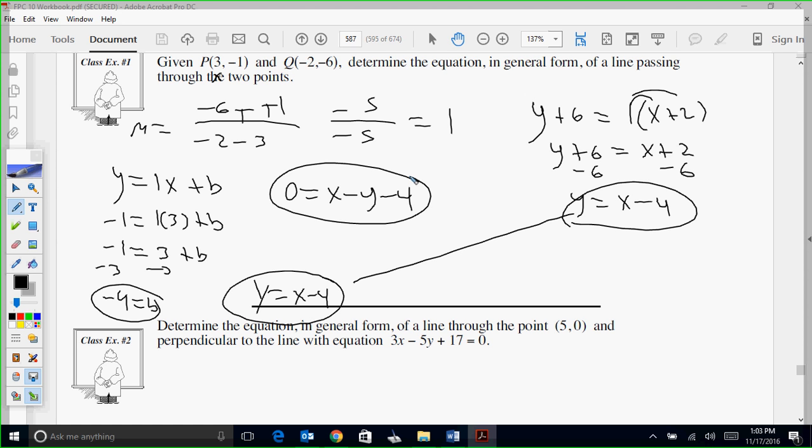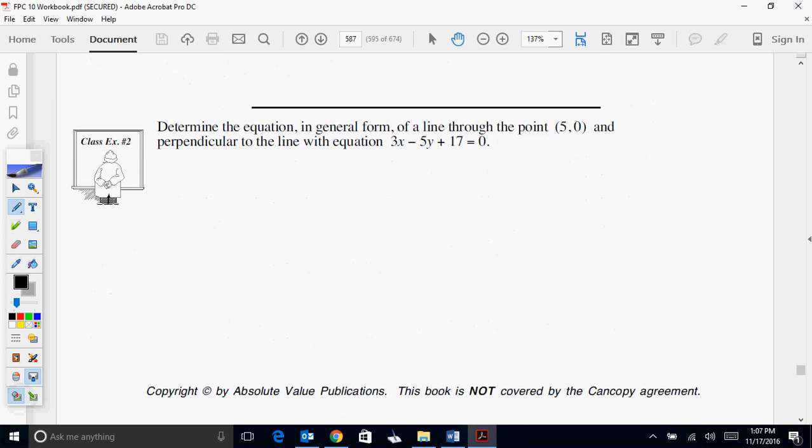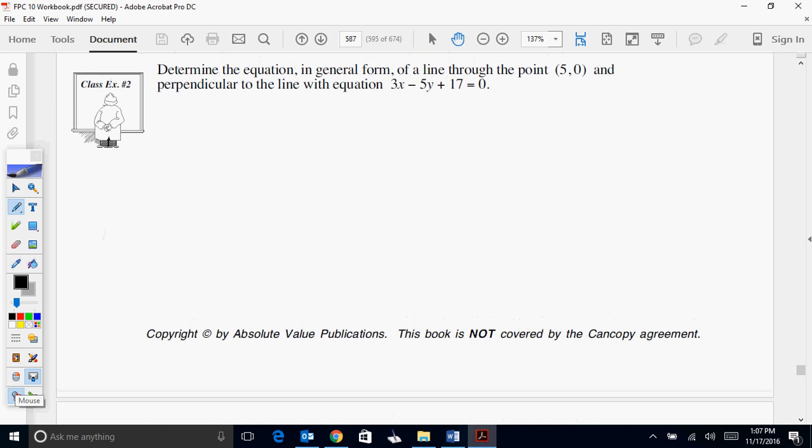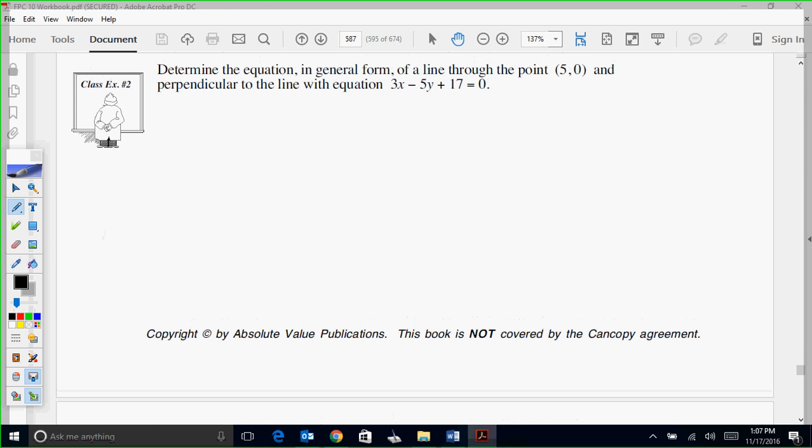Are we sure? Okay, so let's look at the second one. Let's see what the second one's asking. Determine the equation in general form again of a line through the point (5, 0) and perpendicular to the line 3x minus 5y plus 17. So the problem here is we want it to go through a certain point, and we also want to find it perpendicular to a different line. So those pieces of information are not related.